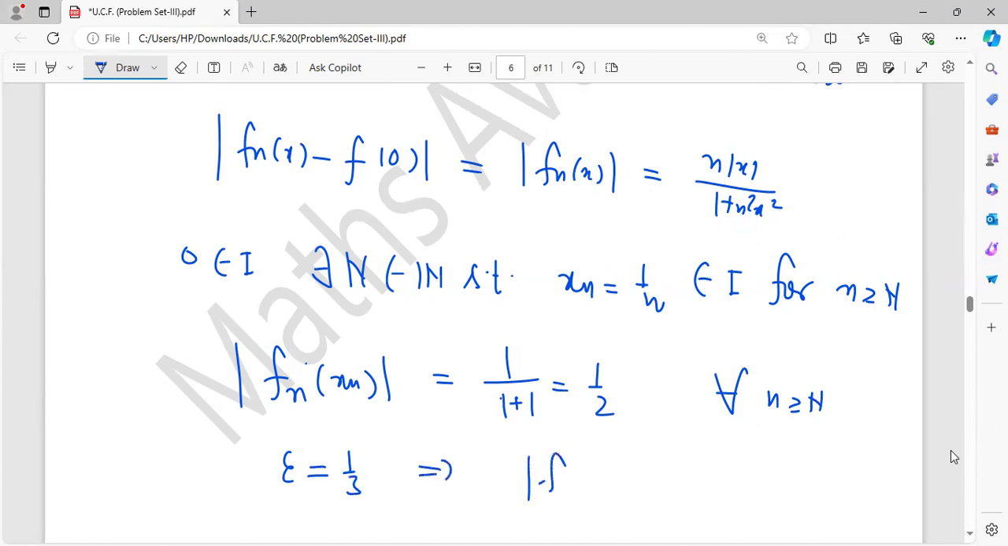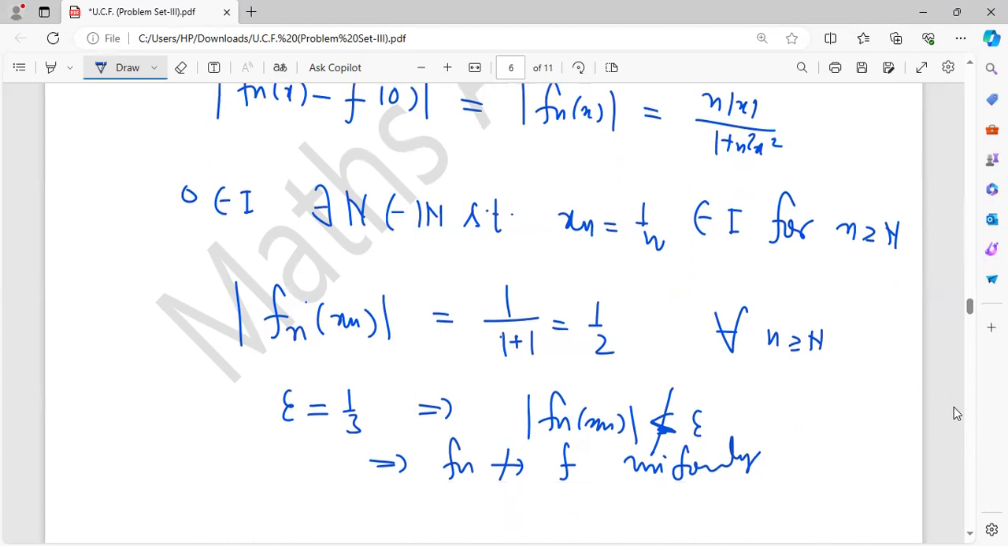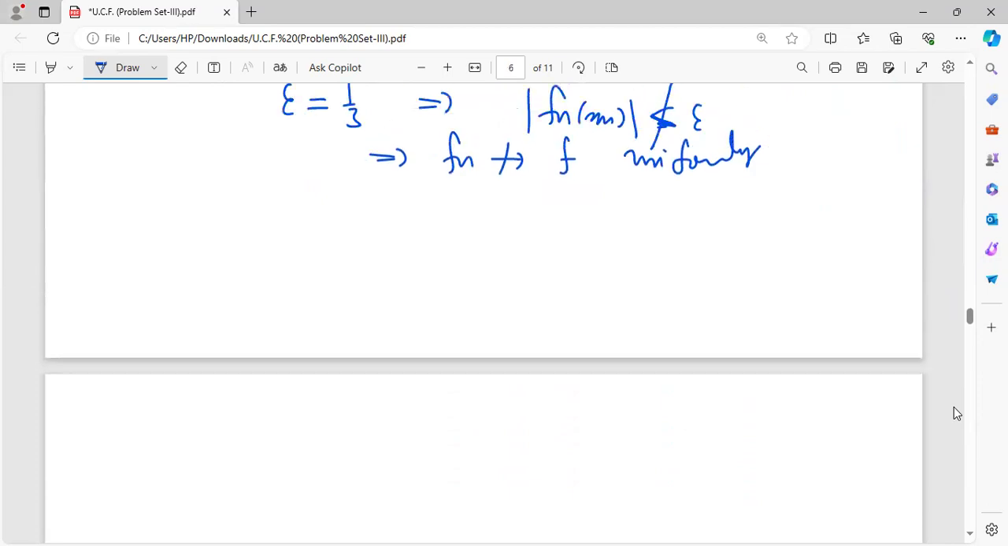This implies Fn x is not strictly less than epsilon. This implies Fn does not converge to f uniformly. So Fn is not uniformly convergent. And now what about its derivative? The derivative function of Fn x, given as nx upon 1 plus n square x square.